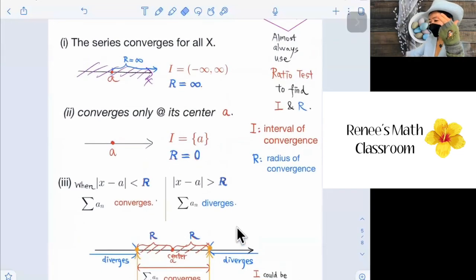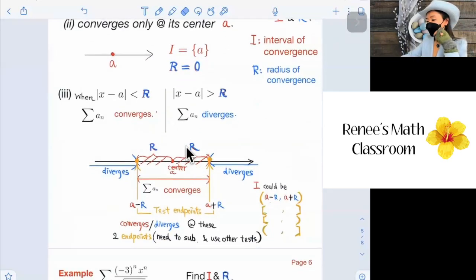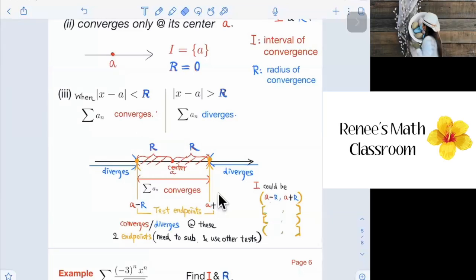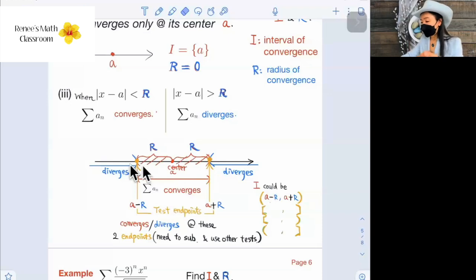So the first is converge for all x. This is only converge at the center. What's the last one? The last possibility is the series is going to converge within this radius of convergence from the center, from here to here, and outside of that, it's going to diverge. So always from the center, go left and go right. Within this radius of convergence, the inside will converge absolutely, and then the outside will always diverge.